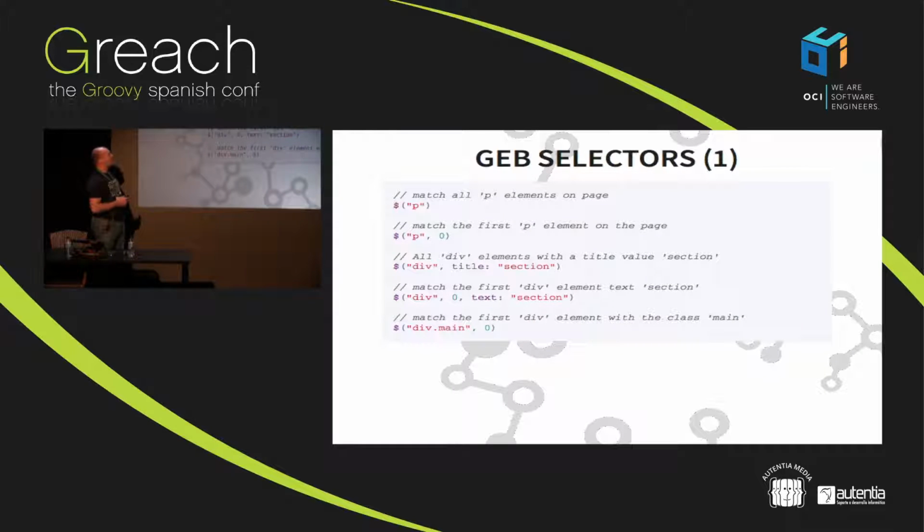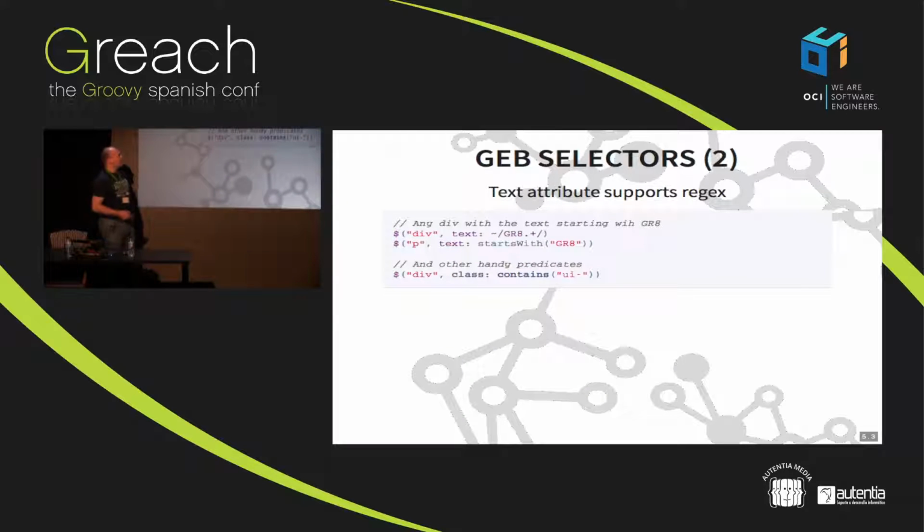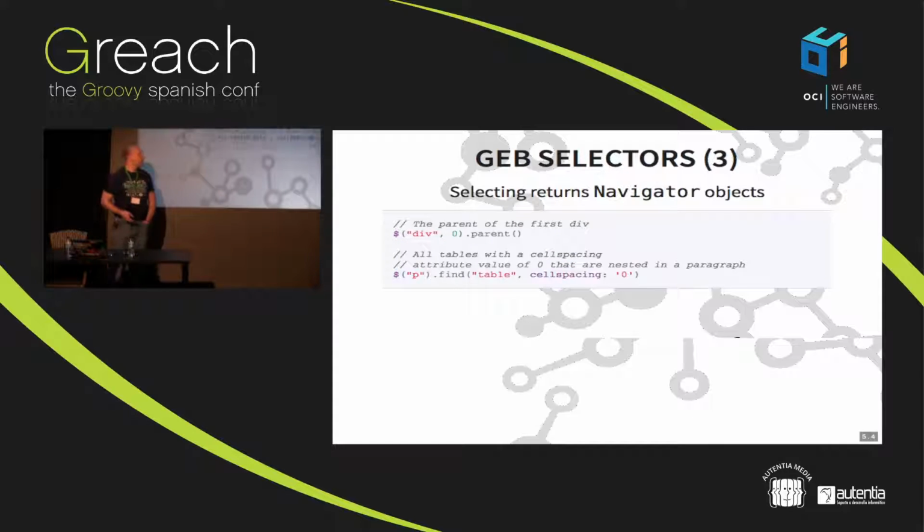So a few samples. If we want to match all P elements, it's pretty much like we would have seen in jQuery. We could also select the first P element. We can opt for something which has a specific title, has a specific text, or a specific class. And it goes even better. So we can have regular expressions. We have a few methods that we can handle on the text. Or we have the contains method if you just want something that's a UI element. That's one way to do it.